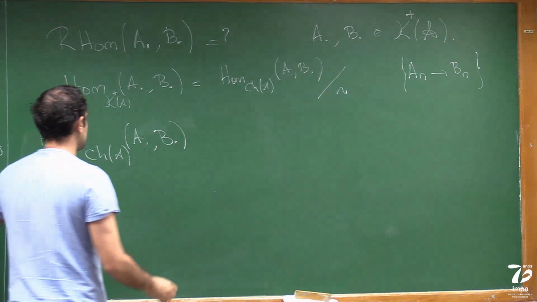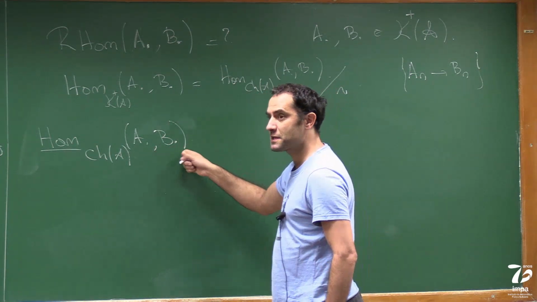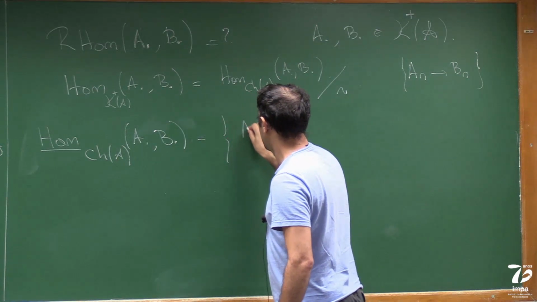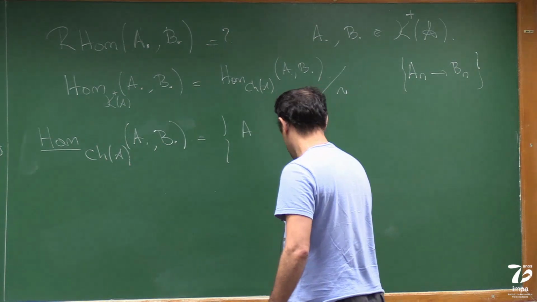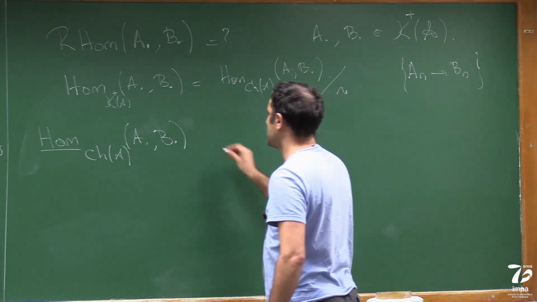And this is a direct sum or a direct product. It depends on which category you are. But these are maps. These are going to be linear maps. These are going to be collections of maps between A. Well, let me tell you what it is. So this is a complex in particular.